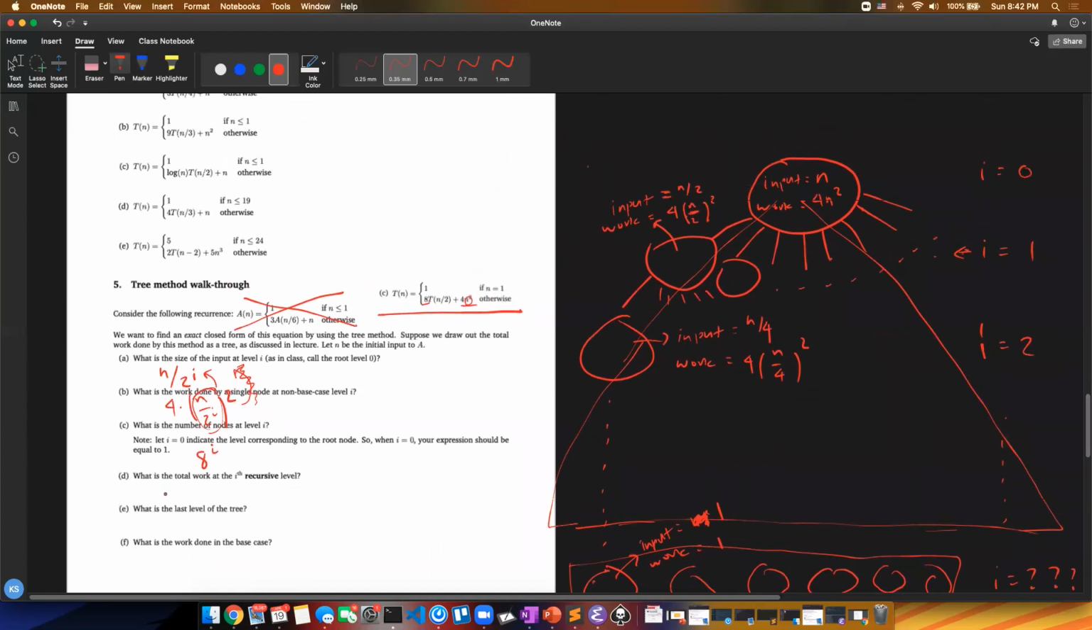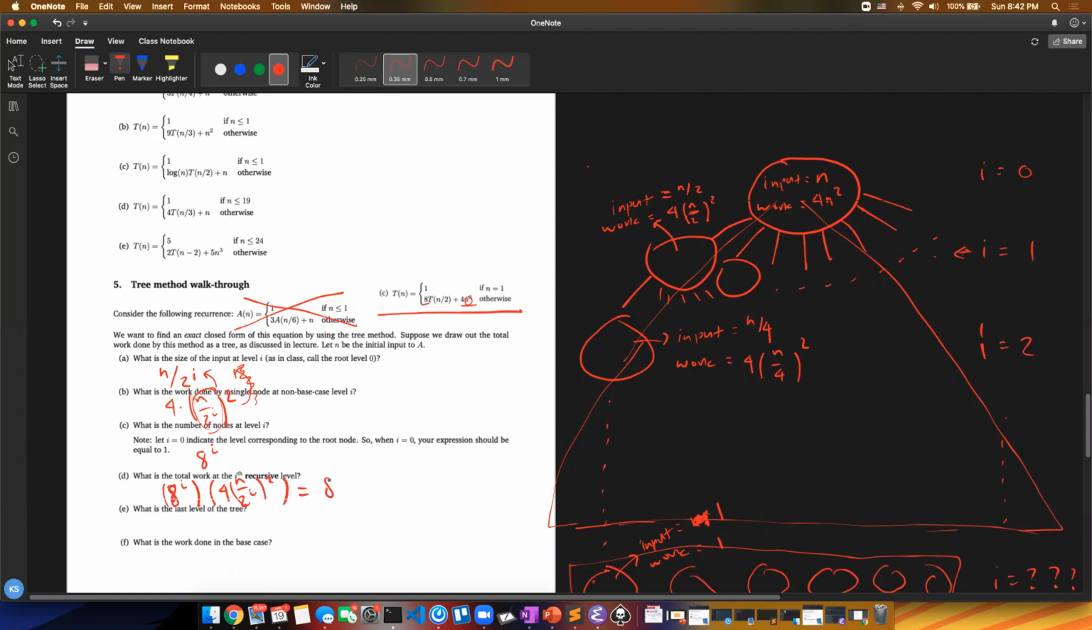And this can be modeled through, well, how many nodes do we have? We know there are a to the I number of nodes at the ith level, and then we know that in a recursive case, each node does sort of like 4 to the n over 2 to the I squared amount of work.